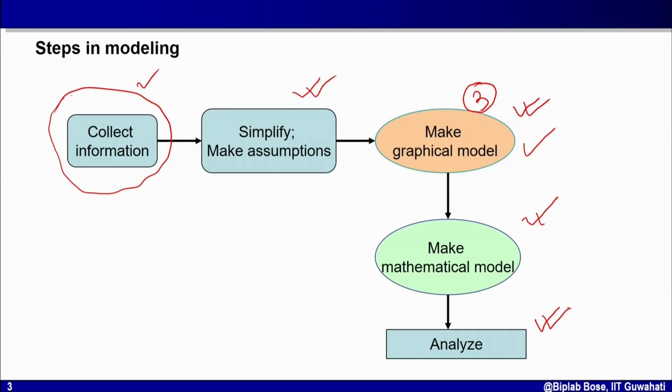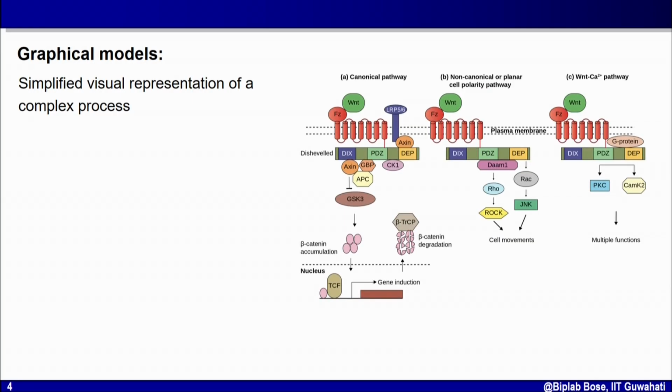So let us start with graphical model. It is not essential that for every modeling you create a graphical model. But usually I advise that you try to create a graphical model first so that you will not miss any particular property, any particular process, or any particular molecules or elements involved in the process while making the mathematical model. Essentially, graphical model will be a map based on which you will write down the equations for your mathematical model.